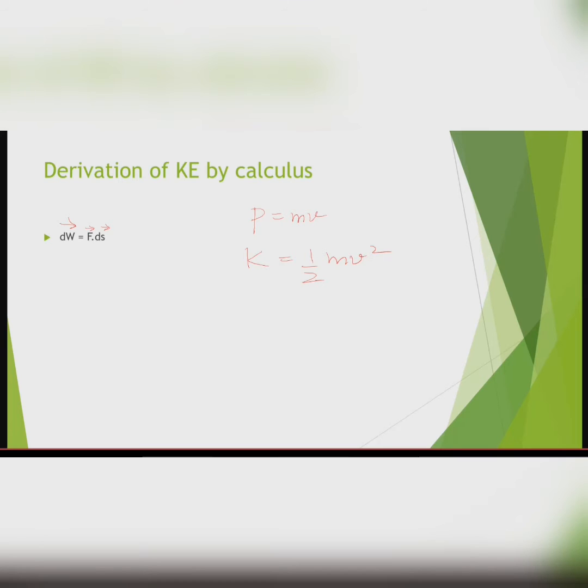Ma'am, it's a vector quantity. Momentum is a vector quantity. Kinetic energy is half mv square. Momentum is m into v.